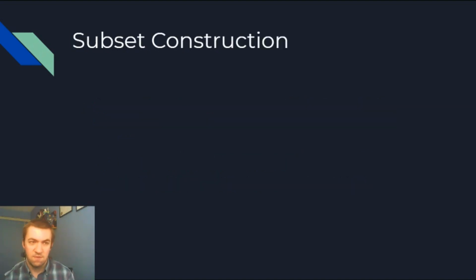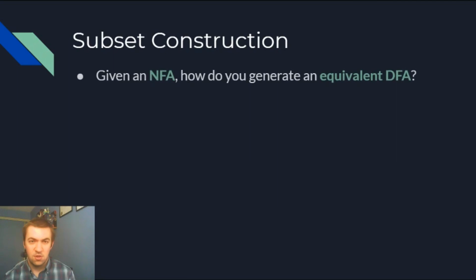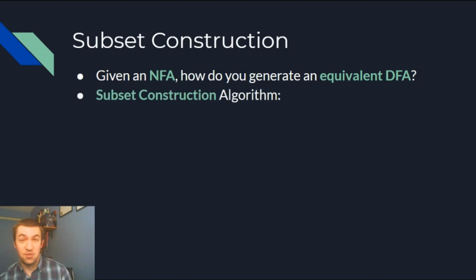Let's start out with the first translation from one to another. Suppose you have an NFA. How do you generate an equivalent DFA? So how do you go from one state automata where you have non-deterministic ways to go to one where everything is deterministic? The way you do this is using an algorithm called subset construction, and here's how it works.